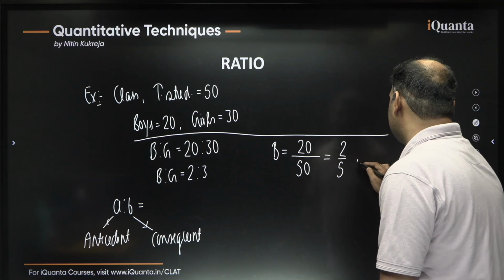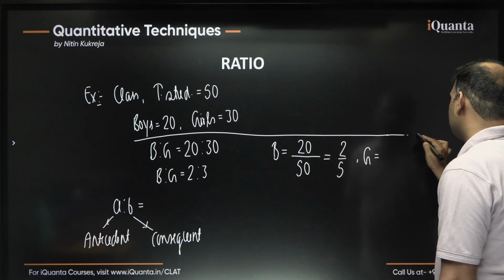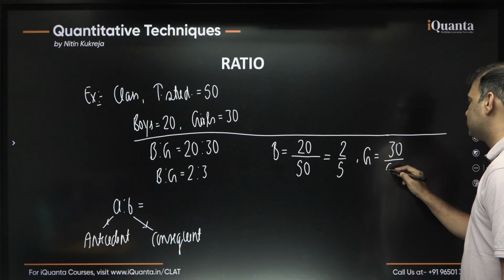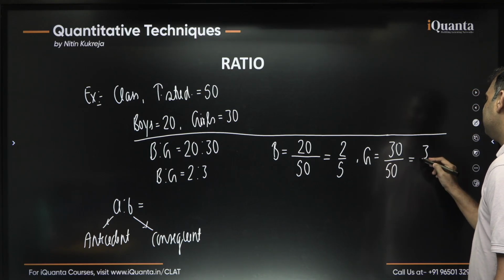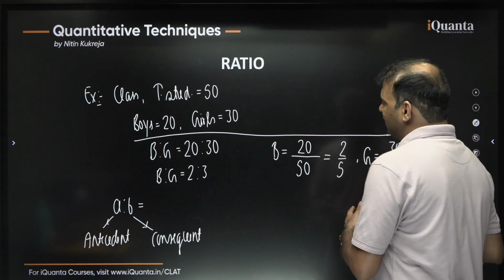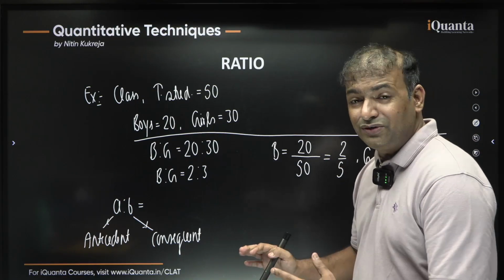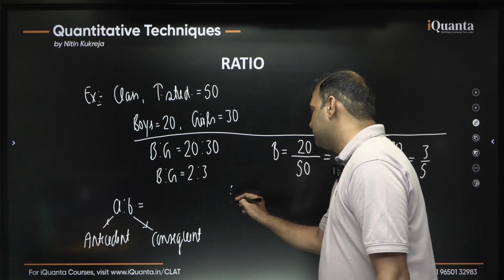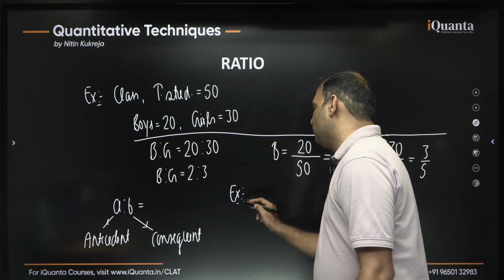Similarly, if you have to find the fraction of the girls, the fraction of the girls is the number of girls with respect to the total students, which you can also say is 3/5. So guys, this is how we can calculate the fraction as well, and this is also the difference between ratios and fractions.